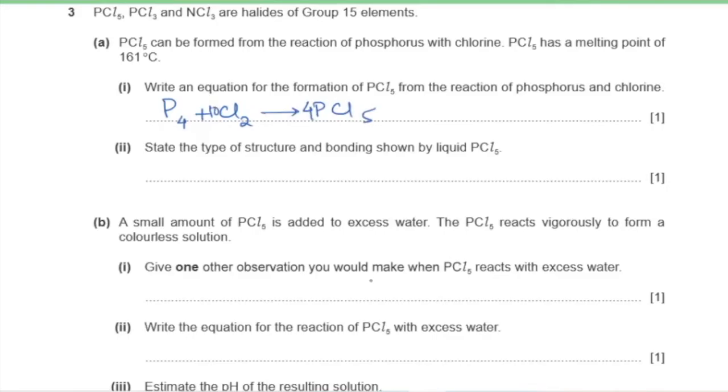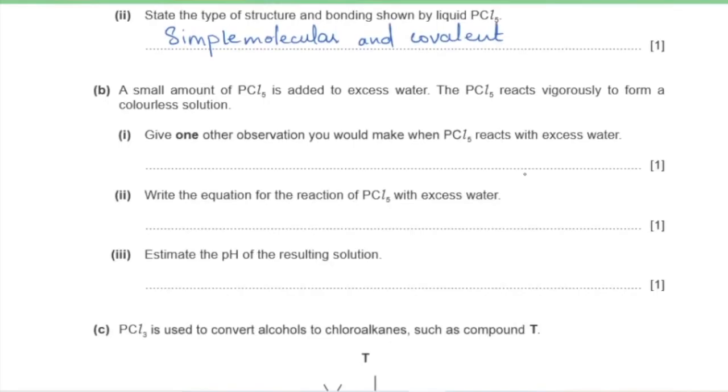Part 2, state the type of structure and bonding shown by liquid PCl5. So it has got a really low melting point, which means that PCl5 has simple molecular structure and it's between nonmetals, so covalent bonding.